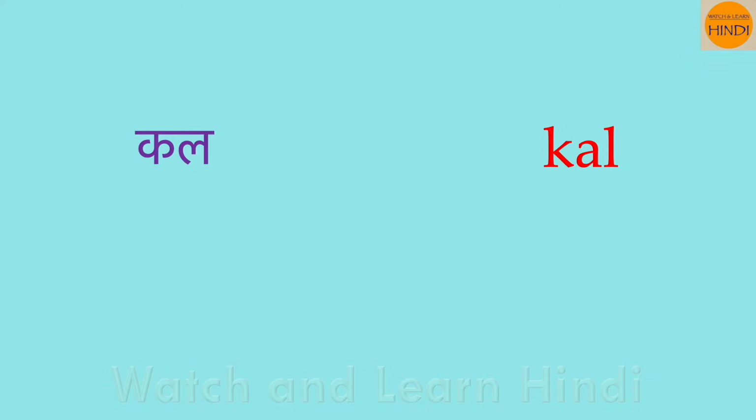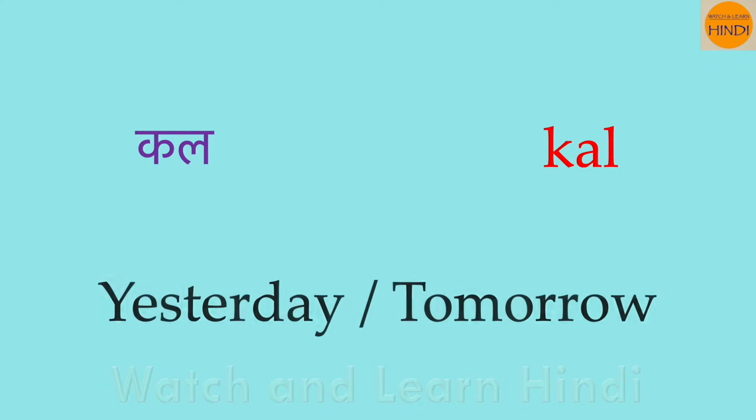कल. Kal. Kal is interesting because it can mean either yesterday or tomorrow. The only way to know which day is being referred to is by knowing the context and rest of the sentence. Kal.